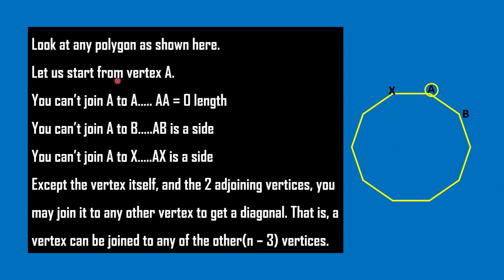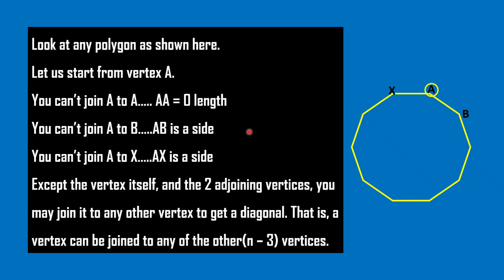Now look at any polygon. We have shown a polygon here. Now supposing you take the vertex A. Now how can you form the diagonal? A you cannot join to A. The same point to same point will not give you a diagonal. You cannot join A to B because AB is a side. AB is a side of the polygon.